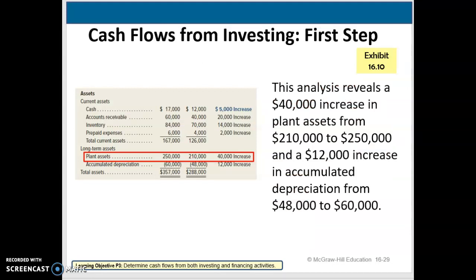All right, so here they identify the long-term assets, or our plant assets. We see that it increased $40,000 from one year to the next, so it went from $210,000 to $250,000. And we also see that our accumulated depreciation increased $12,000, from $48,000 to $60,000. So when we're looking at those, that's identifying our plant asset transactions.